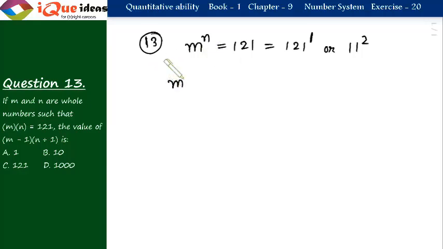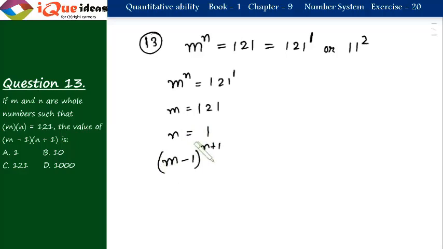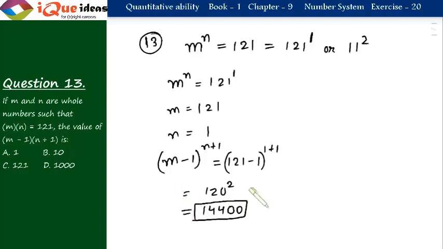If I take the first one, that is m raised to the power n is equal to 121 raised to the power 1. In that case, m will be equal to 121, n will be equal to 1. And then the value of m minus 1 whole to the power n plus 1 will be calculated as 121 minus 1 whole to the power 1 plus 1, which is 120 raised to the power 2. Now 12 square is 144 and 0 square would be 2 zeros. So one possible answer is 14,400. But that is not there in the options. So let's try the other one.